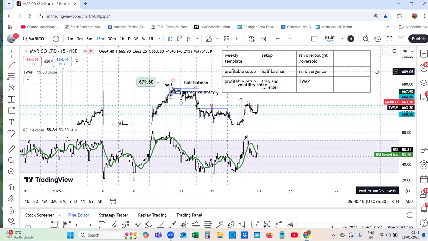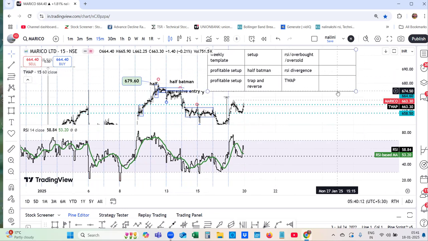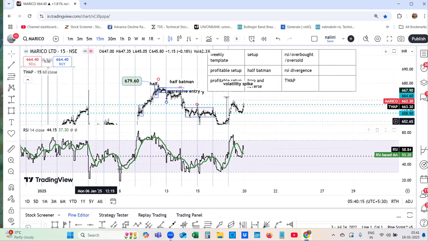Suppose if you make a seven-step routine, like a weekly template, and if you combine it with the RSI readings, RSI divergence, RSI overbought and oversold things, you can identify this pattern, trap and reverse, as well as the Off Batman pattern. Even I'm going to show you some other patterns like the M pattern, W pattern. These are all seen in the market with the weekly template. By combining with the overbought or oversold condition, you can become profitable.